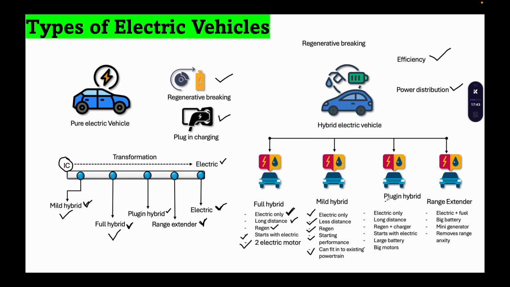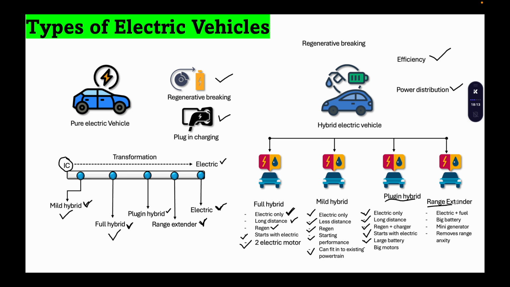Then plug-in hybrid vehicles. Here it can run on electric only, and it will cover a long distance. The charging method is either regen or the charger, and it starts with only electric. It has a larger, bigger battery, so compared to a full hybrid or mild hybrid, it has a very good backup of electric battery.